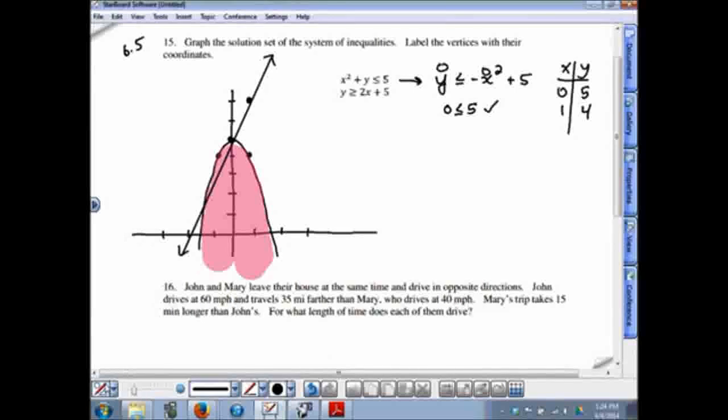And now we need to see where to shade on this one. So I'm going to use the same test point of (0, 0). If I let y equal 0 and x equal 0, then 2 times 0 is 0. 0 plus 5 is 5. So we would have the statement here, 0 is greater than or equal to 5. 0 is not greater than or equal to 5, so that's not true. So on this linear inequality, I'm not going to shade towards the test point. I'm going to shade above the test point.